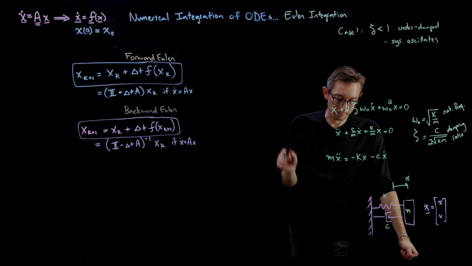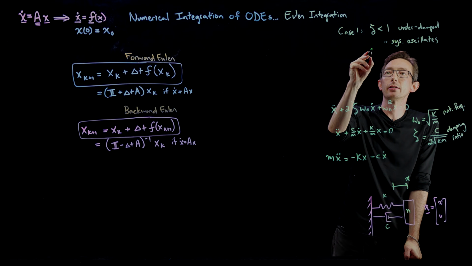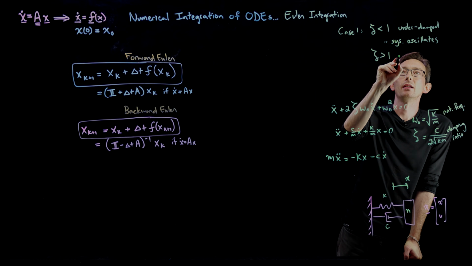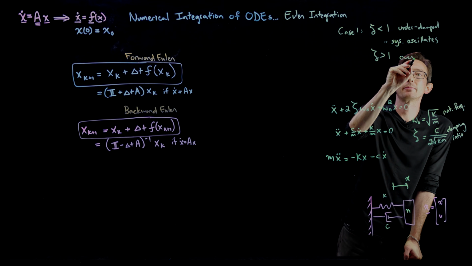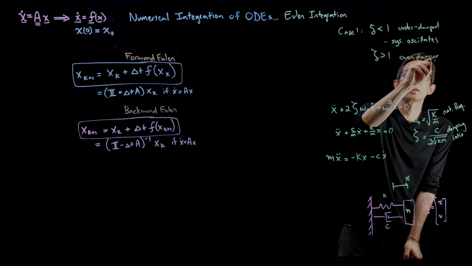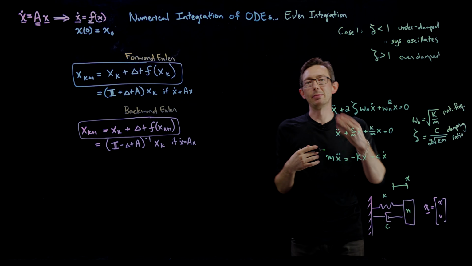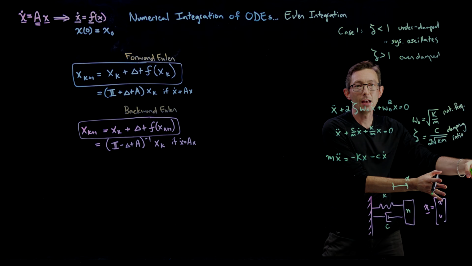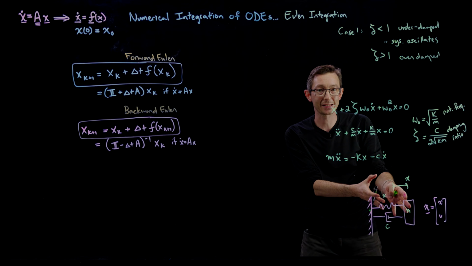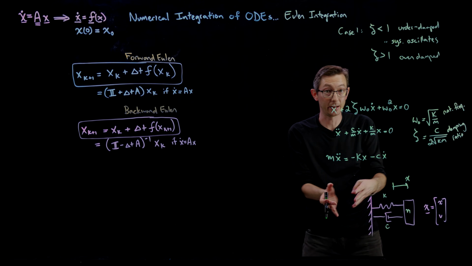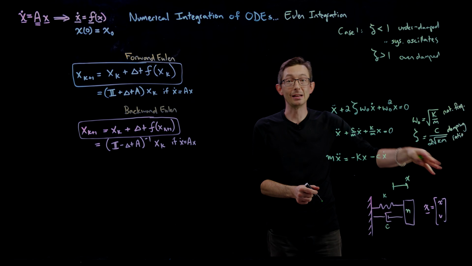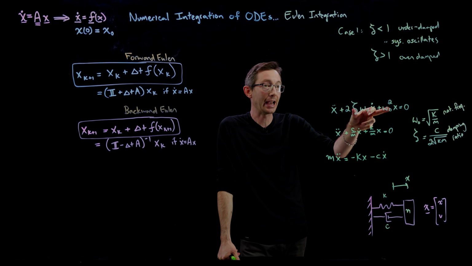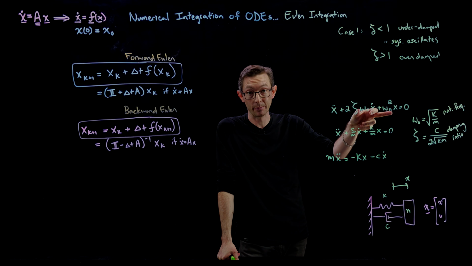If zeta is greater than 1, and sorry I wrote such a bad zeta, then it's called overdamped. And overdamped means that basically it does not oscillate. So you let this mass go and it immediately goes back to rest without overshooting and oscillating and dying out. So overdamped means it actually has no oscillations. And if you like, it means that the eigenvalues here have no imaginary part.